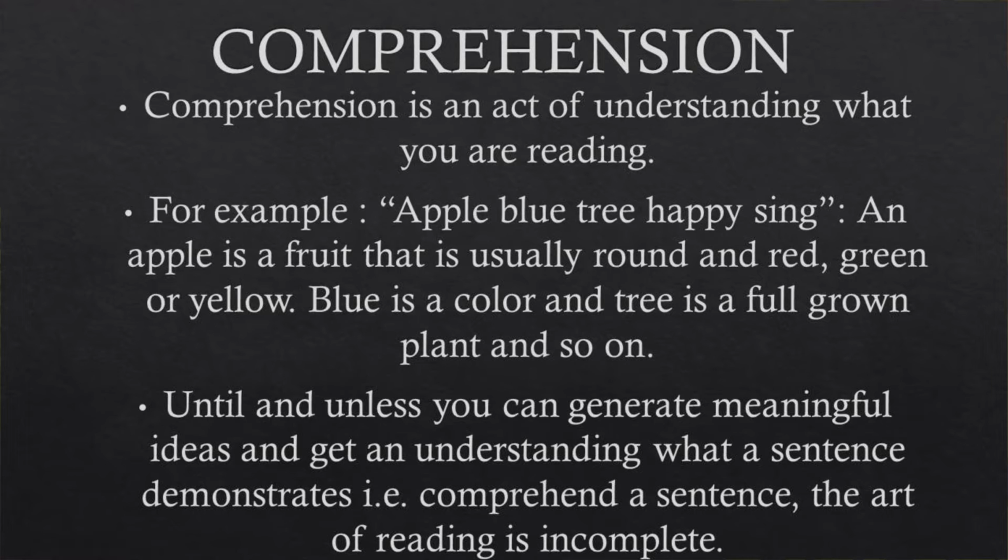Apple is a fruit that is usually round and red, green or yellow. Blue is a color and tree is a full-grown plant and so on. Until and unless we can generate some sense of the entire sentence, reading has not taken place. Because in the sentence, I repeat, apple, blue, tree, happy, sing, each word has an individual meaning, but the entire sentence does not make any sense, so therefore we are not able to comprehend it.